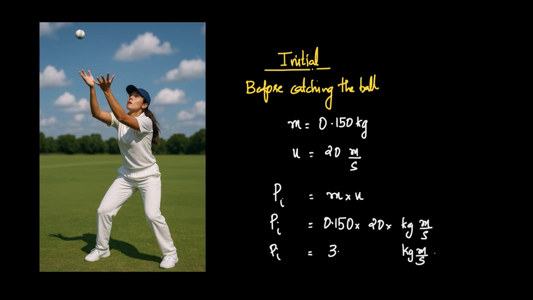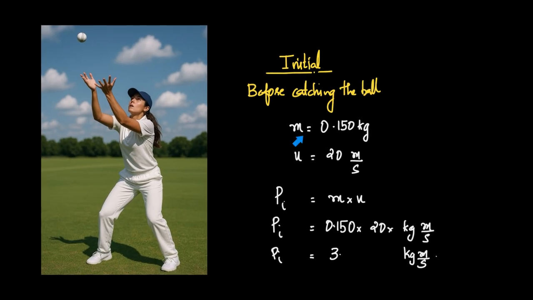So if we understand the initial conditions, mass is 0.150 kilogram. Initial velocity is 20 meter per second. Therefore, the initial momentum would be mass into initial velocity. Mass is 0.150, initial velocity is 20 meter per second. So 0.150 into 20, 150 into 20 is 3000, which gives us 3 kilogram meter per second. Right? Now this is the initial condition, before catching, when the ball is still in the air.